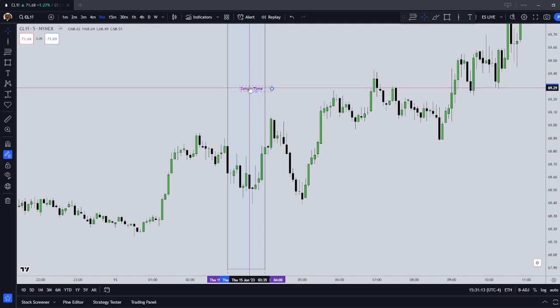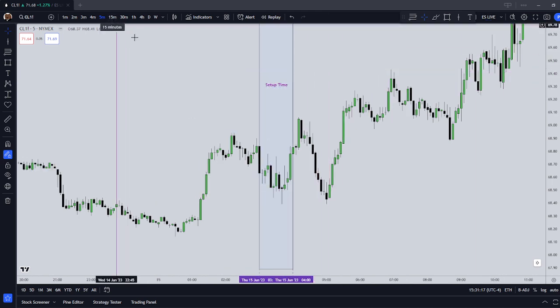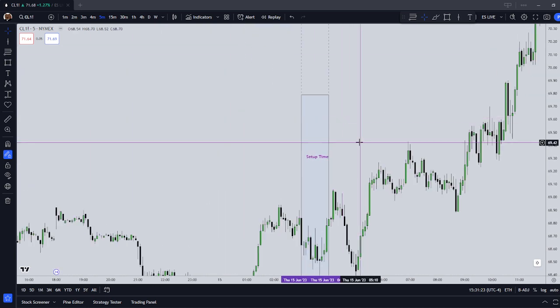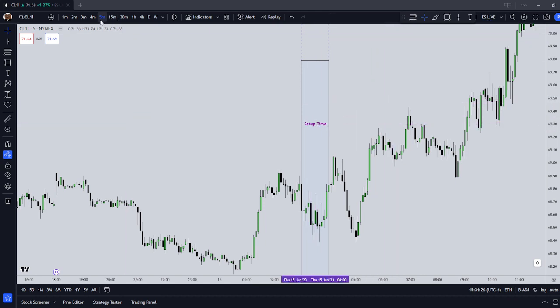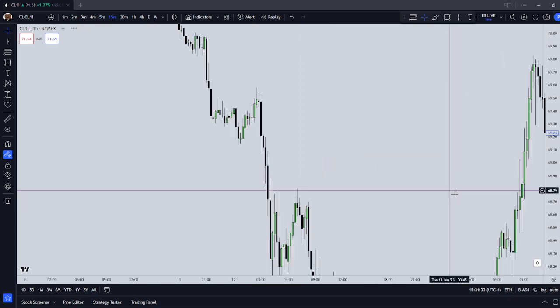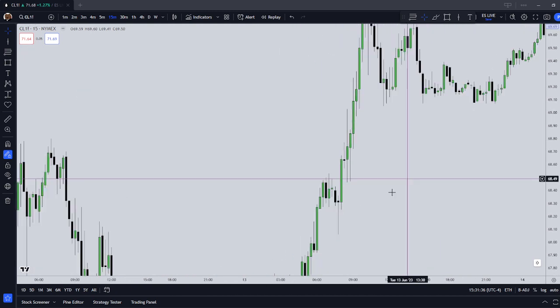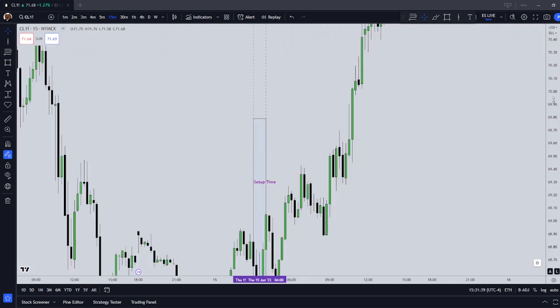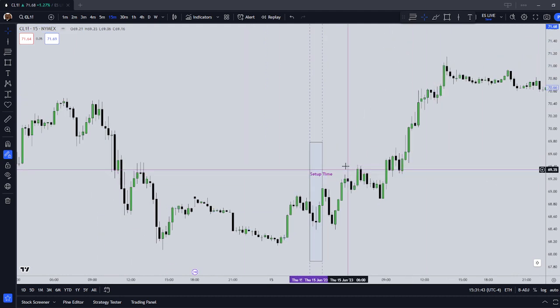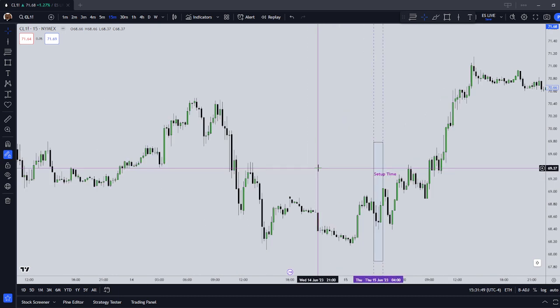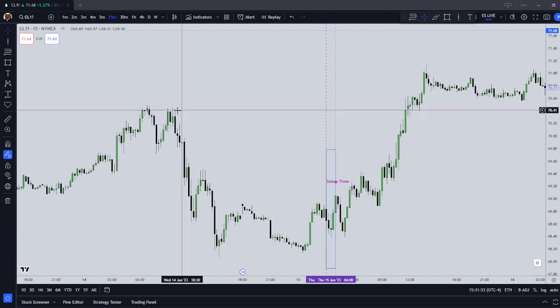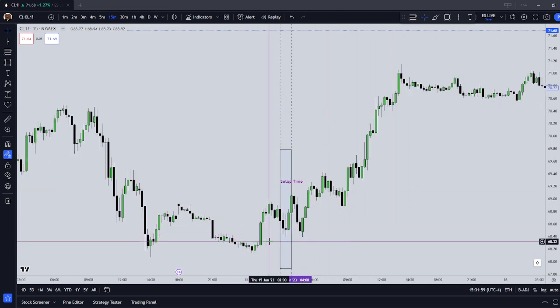Okay. The second variable of an ICT silver bullet model that we want to look at, other than just blocking out our time, is we want to identify liquidity that we believe that price is likely to target. So when you're actually taking the setup, you want to be on a 5-minute or below, and we'll talk about that. But when we're looking at liquidity, we want to look for liquidity that we believe price is going to target. Now, what is liquidity? Liquidity is going to be found above short-term and long-term highs, especially previous days and previous week's highs, as well as the inverse lows.